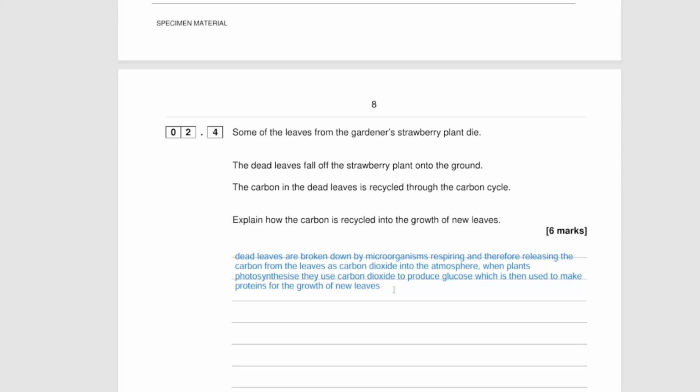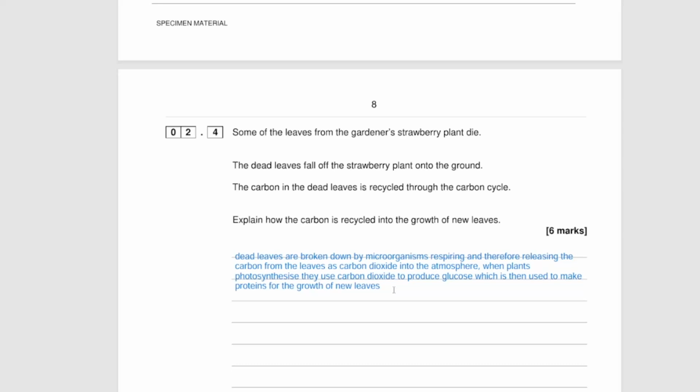Dead leaves are broken down by microorganisms respiring, and therefore releasing the carbon from the leaf structure as carbon dioxide into the atmosphere. When plants photosynthesize, they use carbon dioxide to produce glucose, which is then used to make proteins for the growth of new leaves.